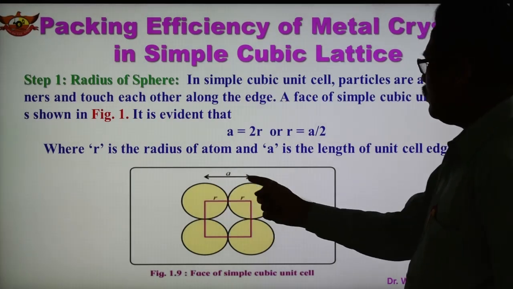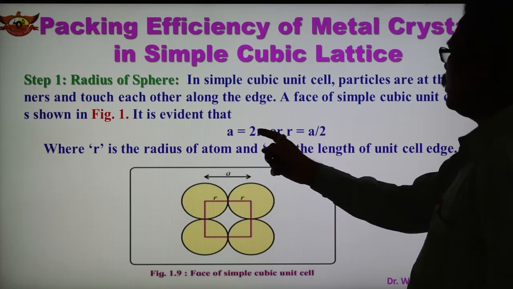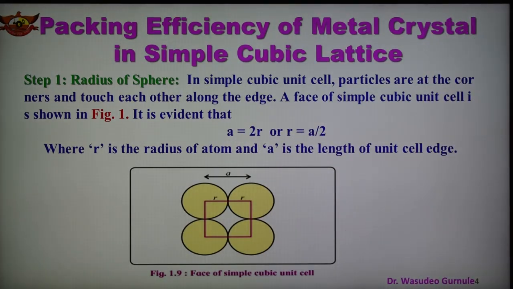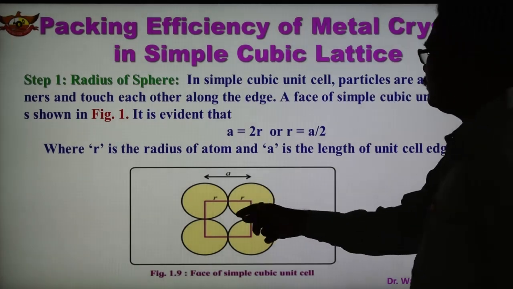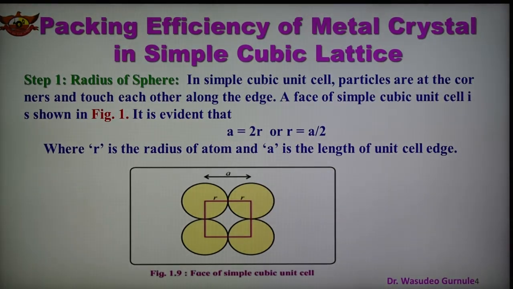So a equals what? 2r. So r is equal to what? a upon 2. So r equals a by 2 in case of simple cubic. And what is r? r is the radius of the atom. This is one atom. So r is the radius of the atom and a is the length of the unit cell edge.